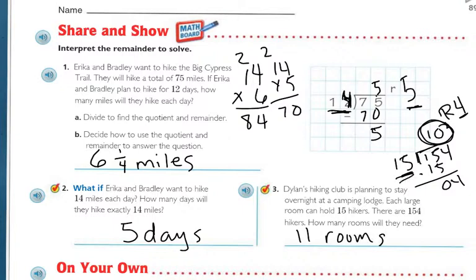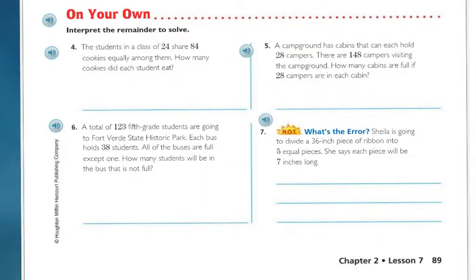10 of those rooms are going to have 15 people in it, but one of the rooms is going to have 4 left over. So I'm going to need 11 rooms altogether because you can't just leave them out in the cold, right? All right, today you don't have very many on your own problems, but I really want you guys to think about them when you're doing them.